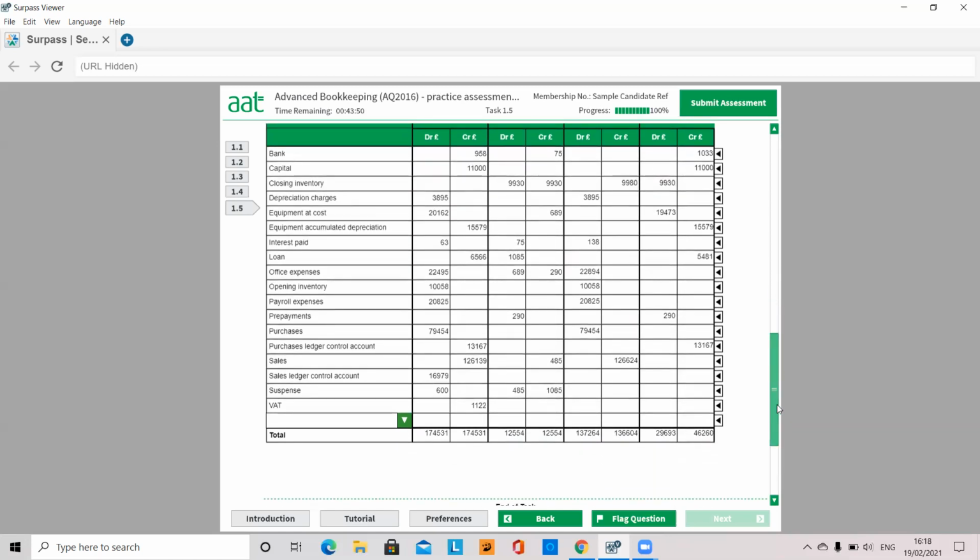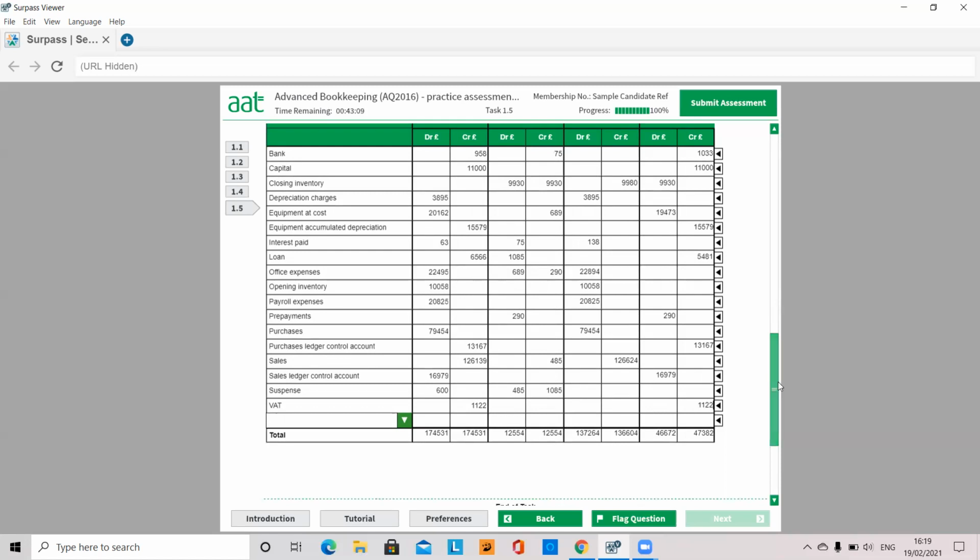Sales ledger control account, so your debtors or trade receivables is a current asset in your statement of financial position. So that gives you 16979. Okay. Suspense account's gone as it should be because 600 on the debit side and then we had 485. And so the suspense account has gone as it should do. And then we've got VAT on the credit side. So again, as a current liability in relation to your statement of financial position. So 1122. Okay. So I think we've put all the correct entries in.